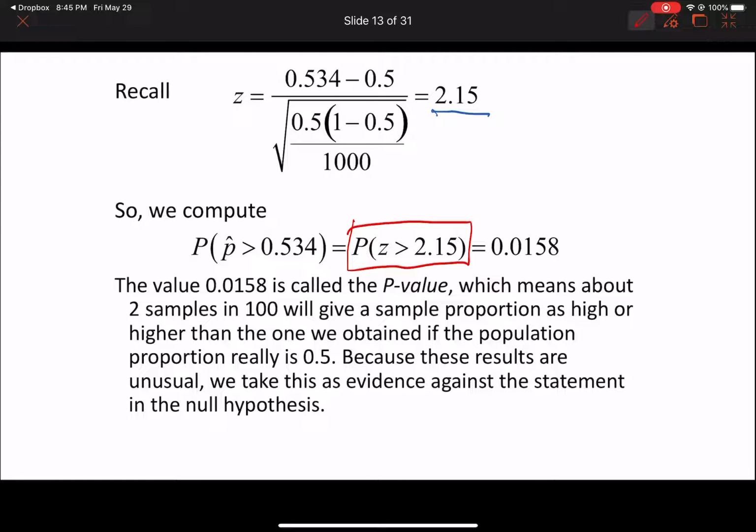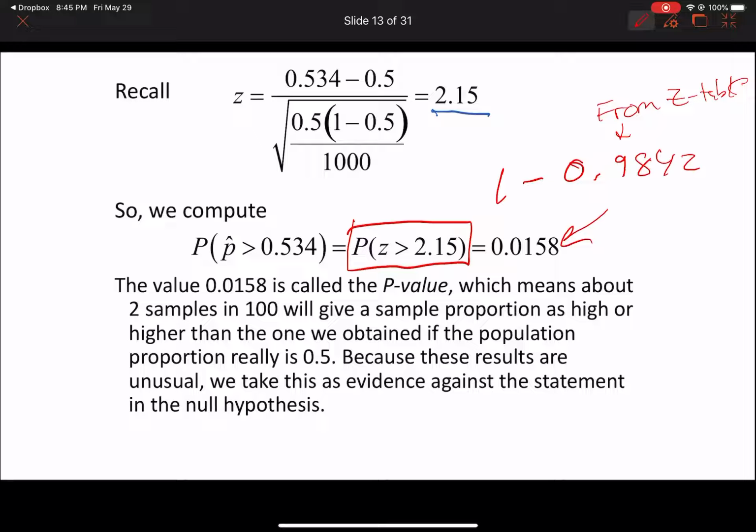Let me tell you what my z-table gives me. Unfortunately, I didn't put it on your sheet, but 2.15 on my z-table gave me 0.9842. So I would do 1 minus that. This is from the z-table. So I would do 1 minus that, and I would get this number right here.